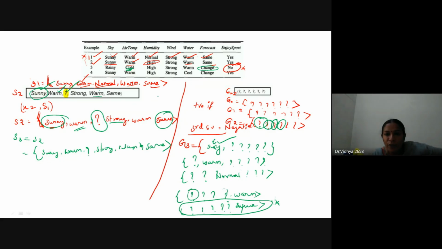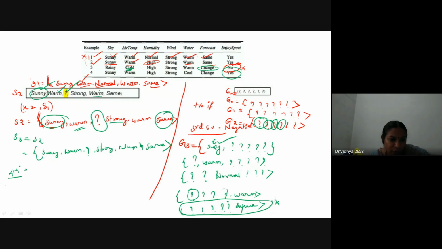Next, we are moving to the fourth instance. In this example, the fourth instance is given as sunny, warm, high, strong, cool, change, and the final outcome is yes. That means it is a positive example. So in terms of a positive example, we move to S4. Since it is a positive value, we compute S4 alone here.